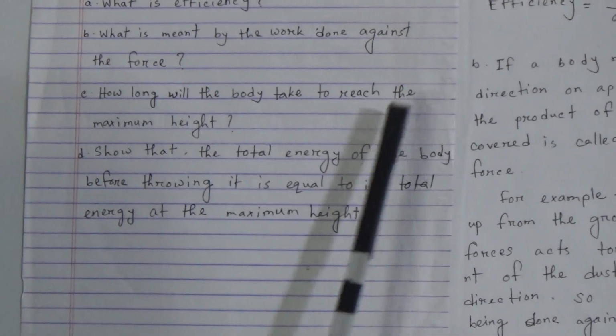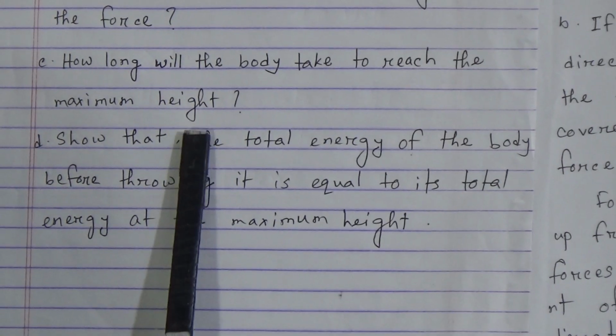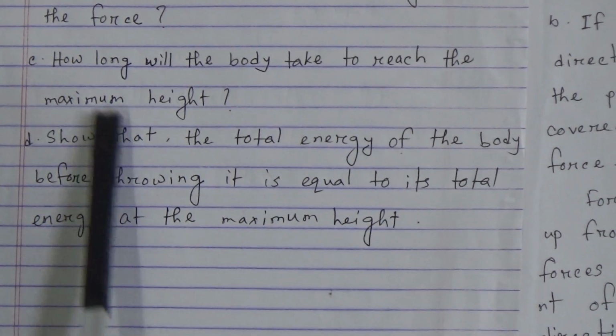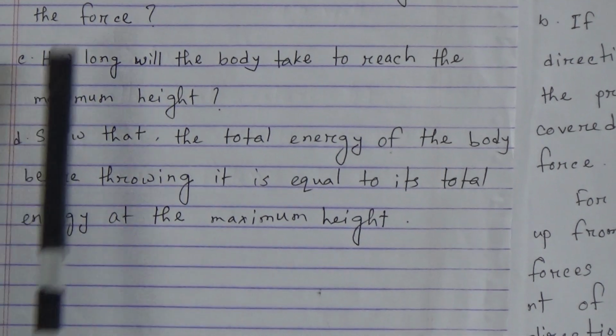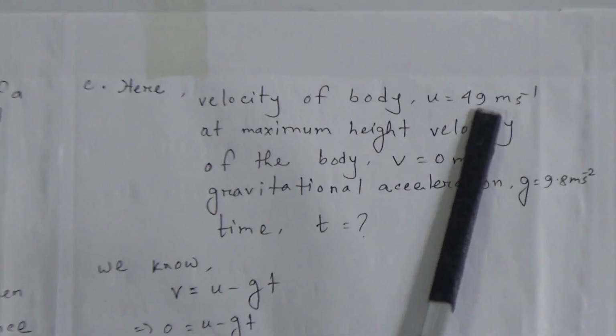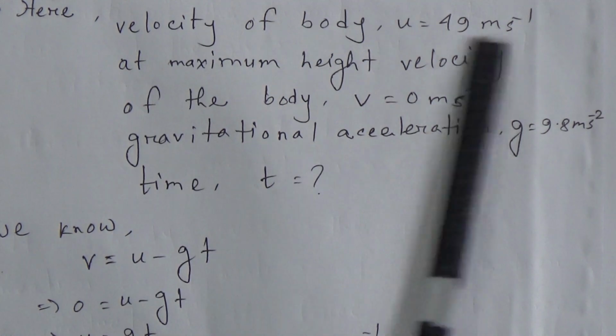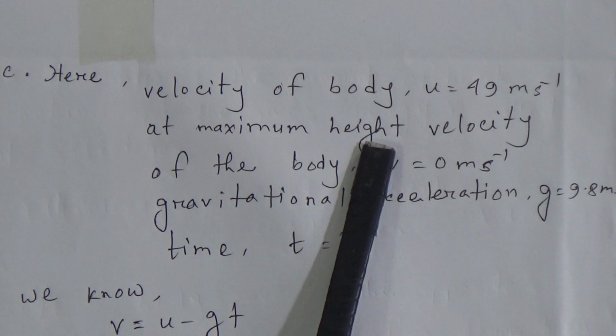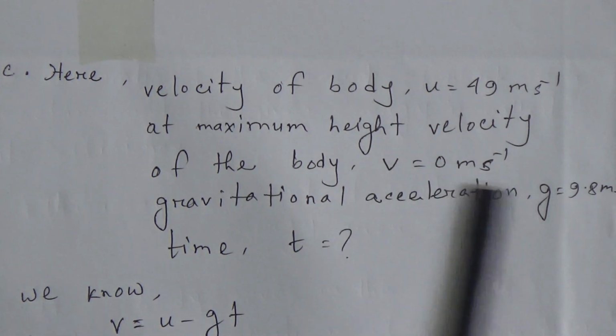Now question number C, how long will the body take to reach the maximum height? My dear students, this CQ, number C, is very important. Now we will solve this problem. At first see here, given the velocity of the body, that means u is 49 meter per second according to the stem. At maximum height the velocity of the body will be 0, that means v equals 0 meter per second.